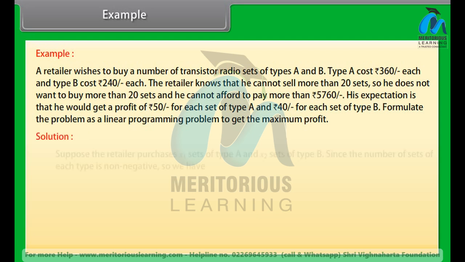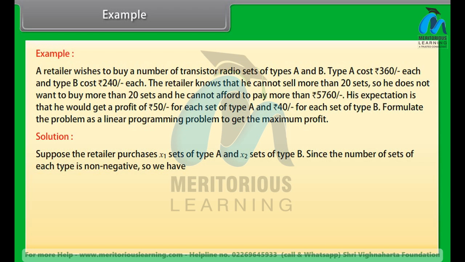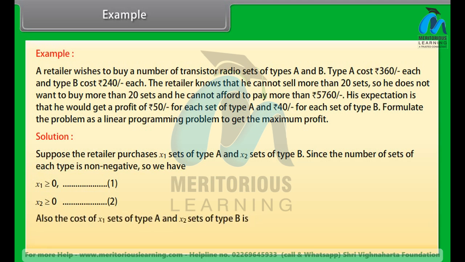Solution. Suppose the retailer purchases x1 sets of type A and x2 sets of type B. Since the number of sets of each type is non-negative, so we have x1 is greater than or equal to 0, mark it as 1. x2 is greater than or equal to 0, mark it as 2. Also, the cost of x1 sets of type A and x2 sets of type B is 360x1 plus 240x2, and it should be equal to or less than rupees 5,760.